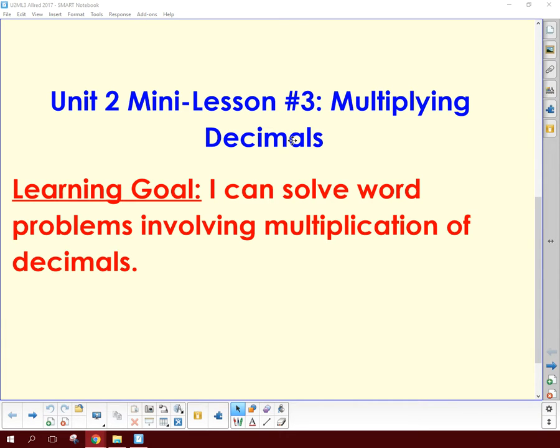I'm bringing it to you live as ever here with Unit 2, mini lesson number 3 about multiplying decimals. By the end of this class period today, and after small groups, you should be able to solve word problems that involve the multiplication of decimals. So good luck with that. Please try to pay attention to these notes.